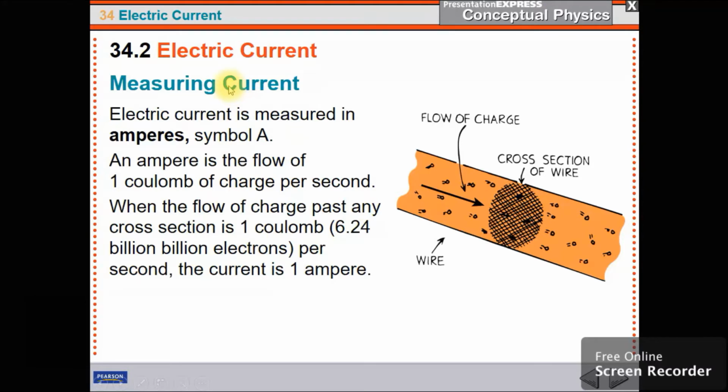So how do we measure current? We've talked about what an ampere is before. Nobody says ampere. We all say amp. An amp is the flow of 1 coulomb of charge per second. And a coulomb is 6.24 billion billion electrons. I prefer to say 6 sextillion, 240 quadrillion, quintillion. See, I can't even get it right. Let's just call it a coulomb. If you have 1 coulomb of electrons per second going past this point in the wire, that is 1 amp.